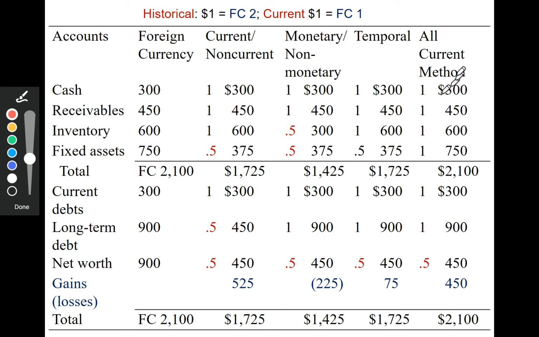And finally, we go to the all current method. Very easy. You just write ones everywhere. So that's easy to do, except for equity or net worth, which is always historical, in this case a half. Then we go and fill up these numbers.